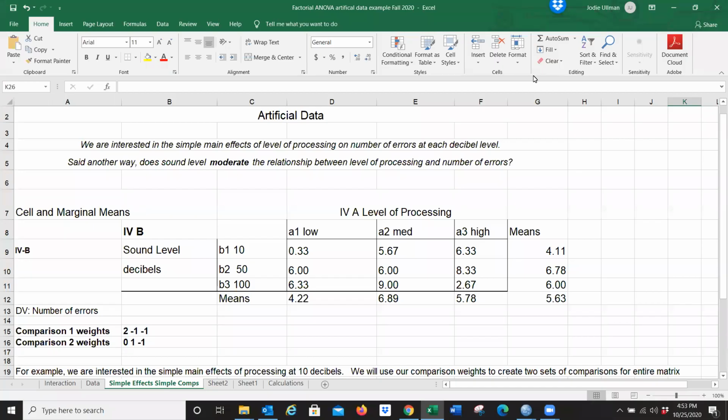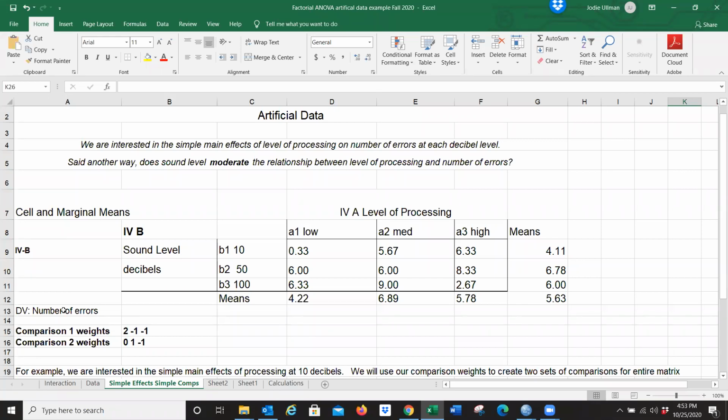All right, in this little mini lesson, we're going to talk about how to use SPSS syntax to calculate simple main effects and simple comparisons after a factorial design. So we're using artificial data, and these IVs are chosen rather arbitrarily, but we have two IVs. We have level of processing, low, medium, and high, and sound level, 10, 50, and 100 decibels, and our dependent variable is the number of errors.